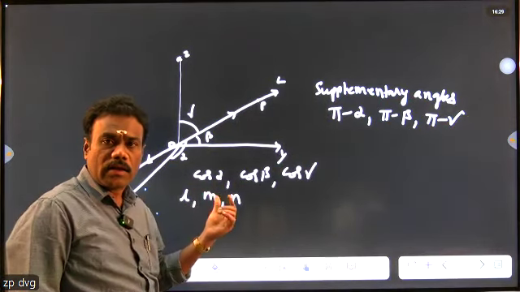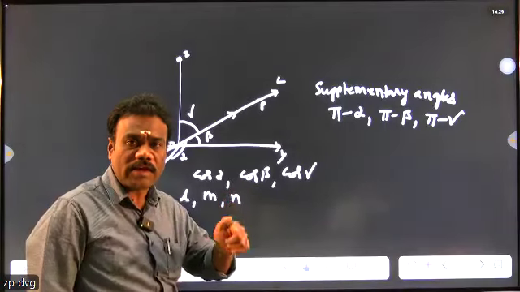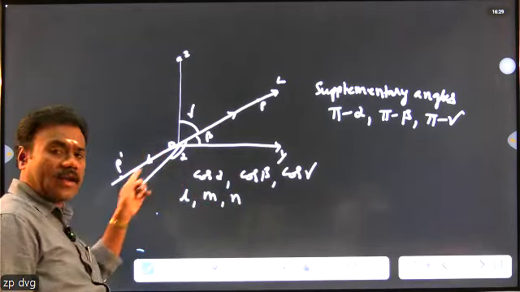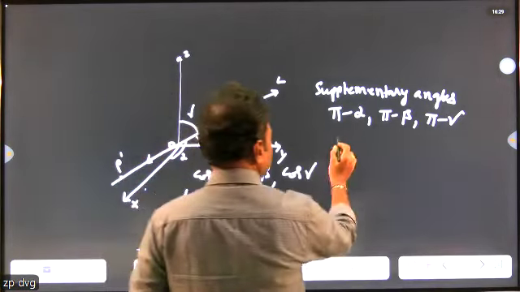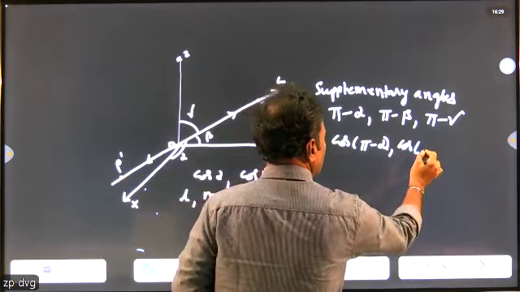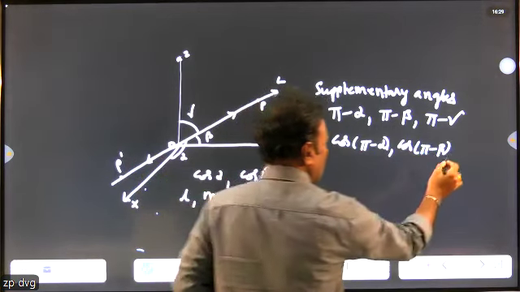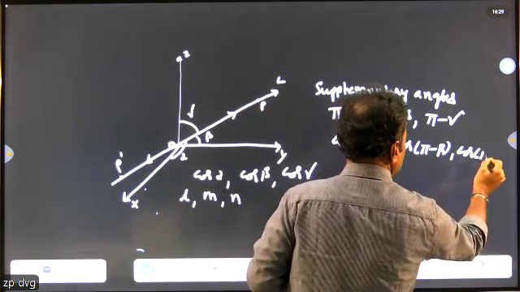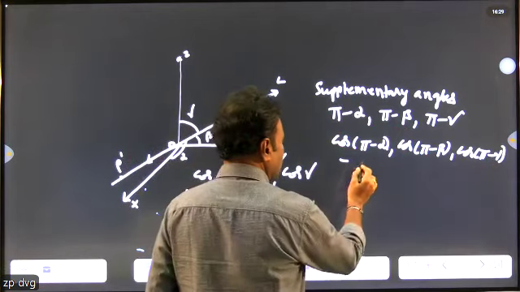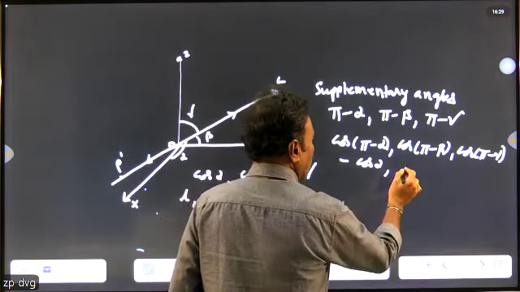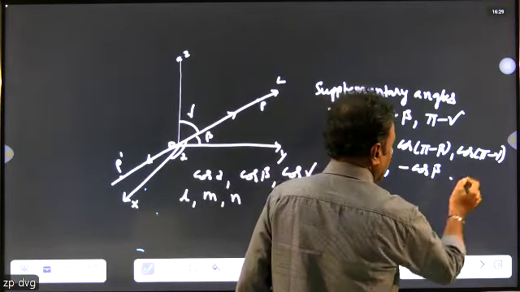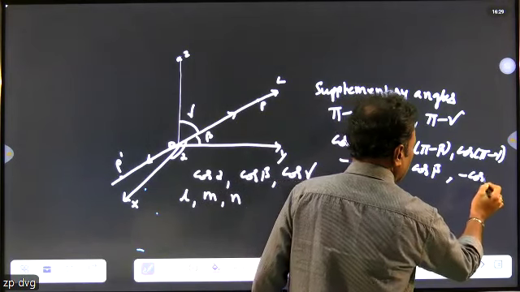Then the signs of the direction cosines will be reversed. That means the direction cosines of this line are cos pi minus alpha, cos pi minus beta, cos pi minus gamma. Cos pi minus alpha is minus cos alpha, cos pi minus beta is minus cos beta, and cos pi minus gamma is minus cos gamma.